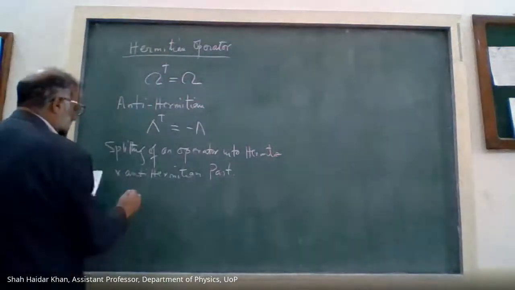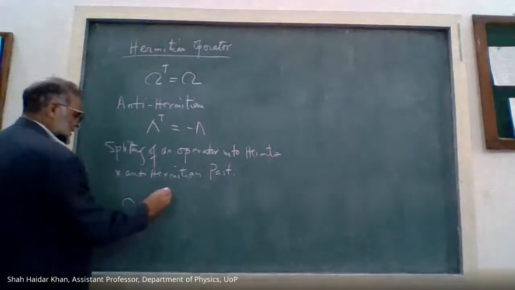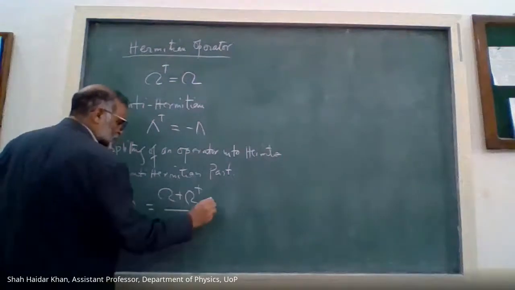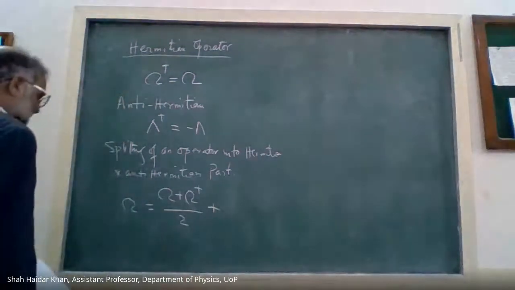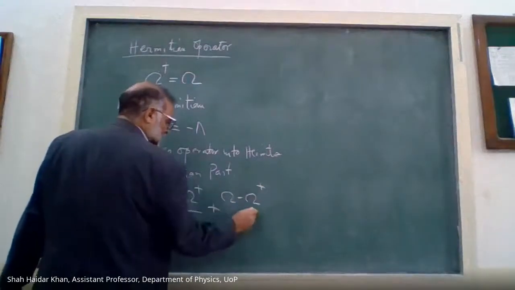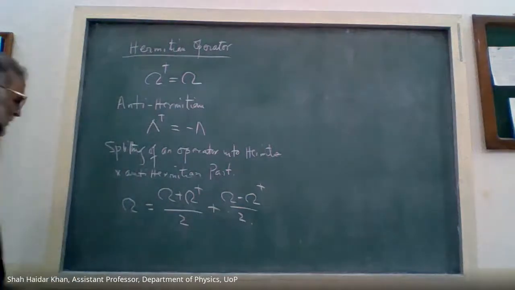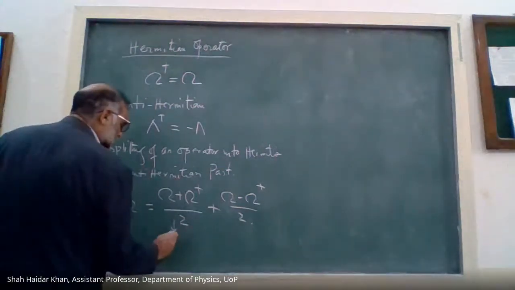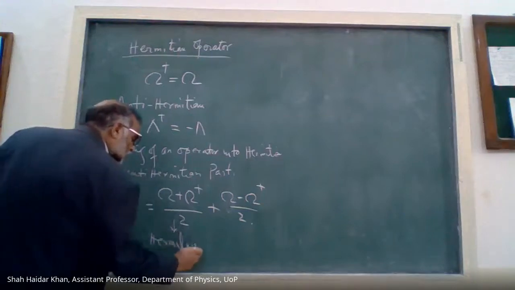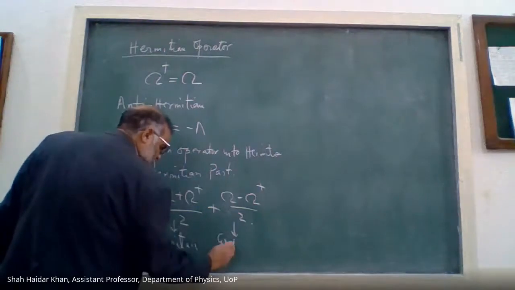It could be like this: omega is equal to omega plus omega dagger divided by 2, plus omega minus omega dagger divided by 2. This part is Hermitian, and this part is anti-Hermitian.